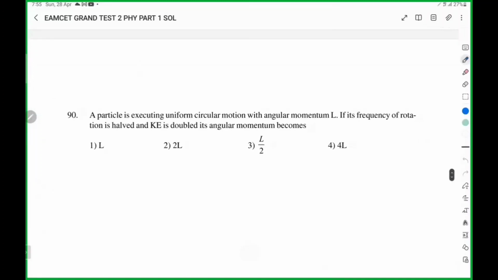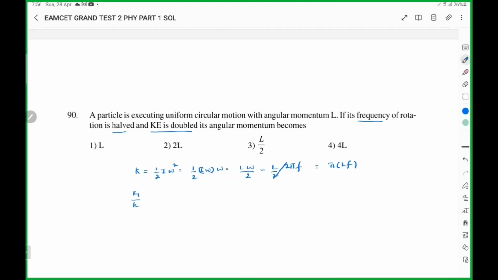Uniform circular motion with an angular momentum. So frequency is halved, kinetic energy is doubled. Kinetic energy has a formula half I omega square, which is half of I omega into omega, or L omega by 2. We should get kinetic energy in terms of frequency and angular momentum. Omega is 2 pi f. So pi times LF.